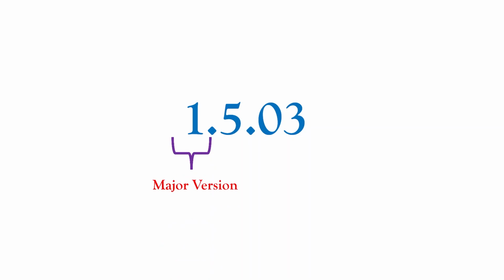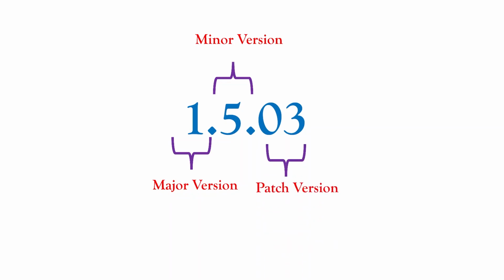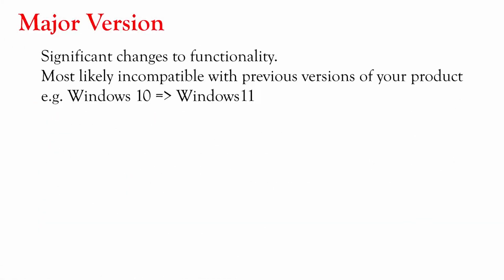The first number is called the major version. The second number is called the minor version. And the third number is called the patch version. So there is a major version of the software, a minor version, and a patch version, right? Now what does the major version stand for? Well, whenever there is a significant change in a piece of software, the major version is supposed to change. And most of the time, a major version change means that there is some incompatibility with that piece of software.